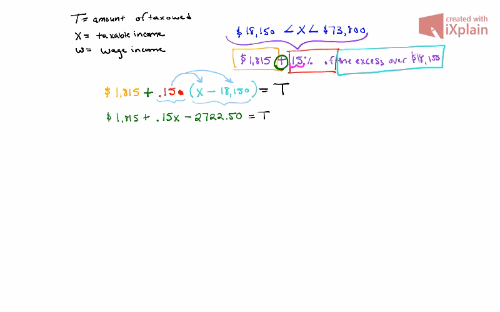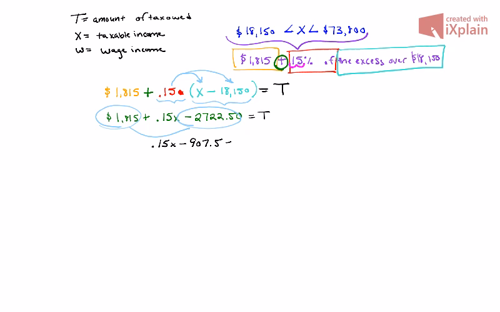The last thing that I want you to note, though, is that I do have a constant and another constant, so I can go ahead and combine like terms here. If I do that, then I will get 15 hundredths times X minus 907.5 is equal to T.